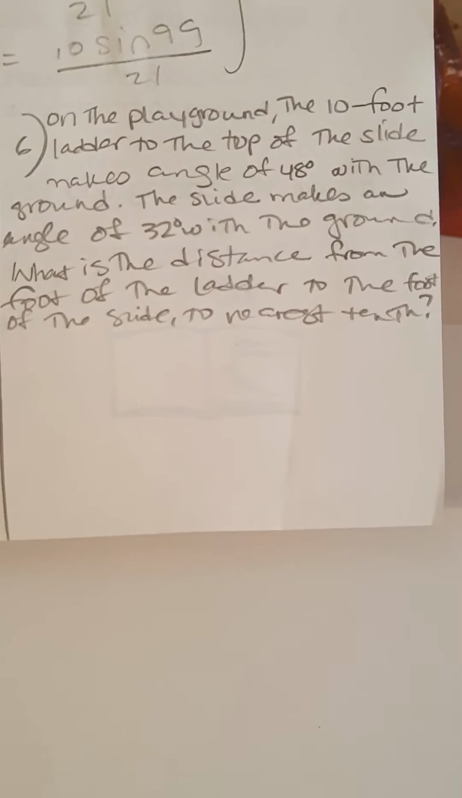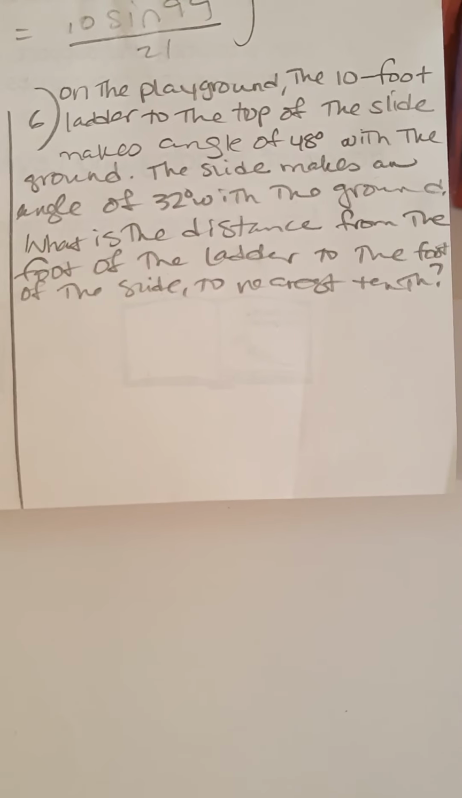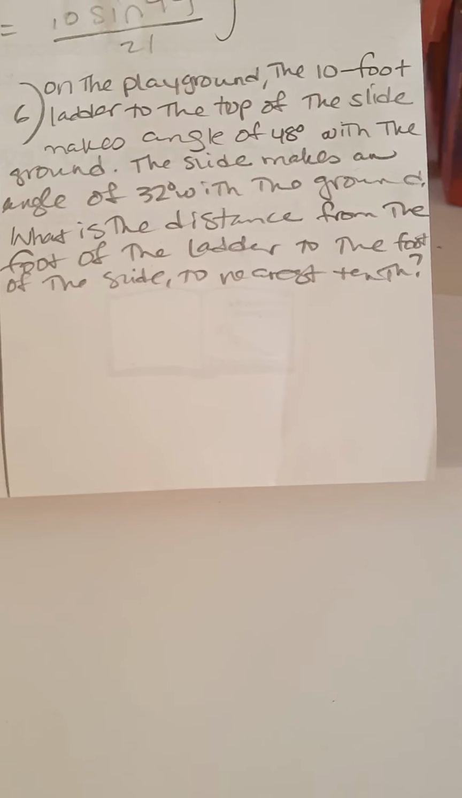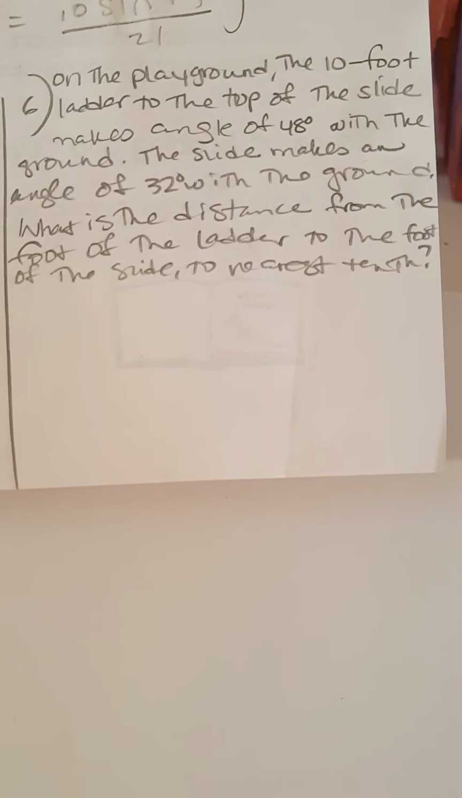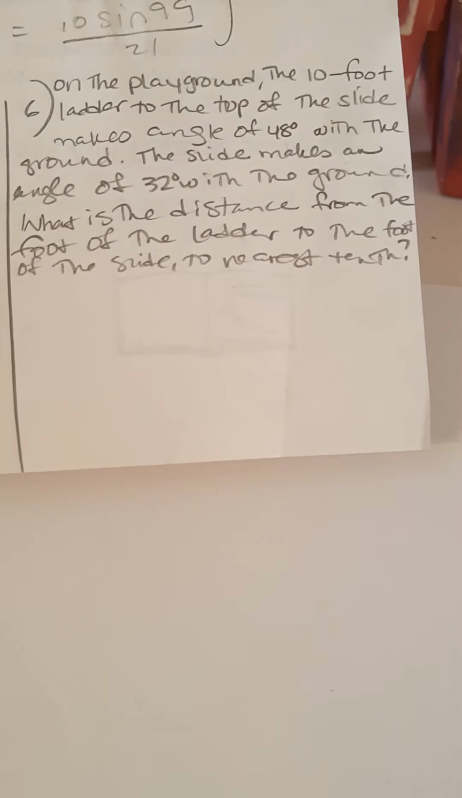Okay, so I've come prepared because I know this is not going to be enough space, using a Fancy Nancy coloring book. On the playground, the 10-foot ladder to the top of the slide makes an angle of 48 degrees with the ground. The slide makes an angle of 32 degrees with the ground. What is the distance from the foot of the ladder to the foot of the slide to the nearest 10th?